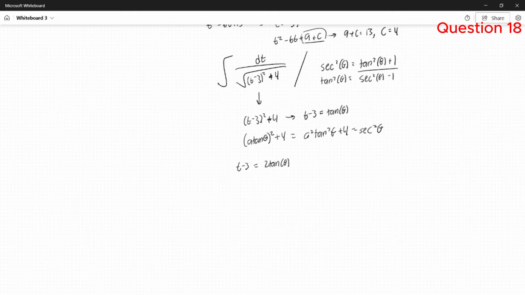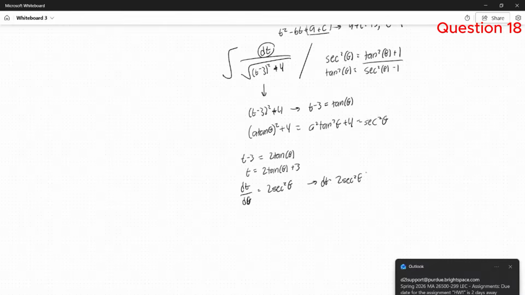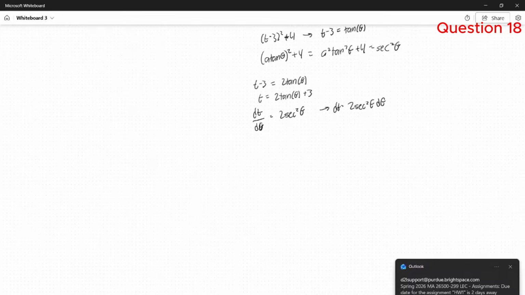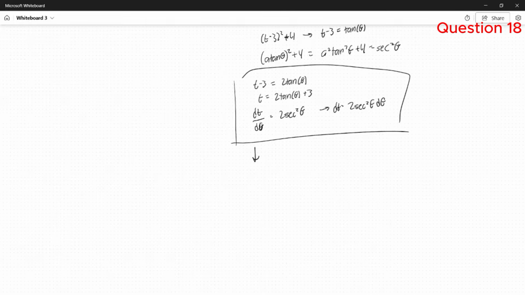So how do we complete this transfer? Well, let's move our 3 to the other side. And then we have to change the differential here from dt into d theta. How do we go about doing that? We take the derivative: dt d theta is equal to 2 secant squared theta, and then it just becomes dt equals 2 secant squared theta d theta. Now, let us take this information and use it to solve the integral shown above.